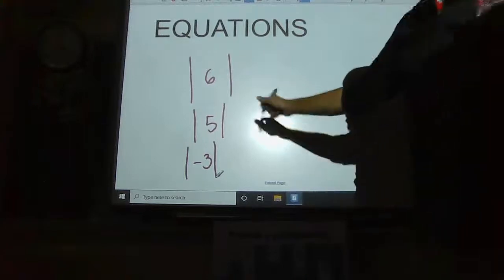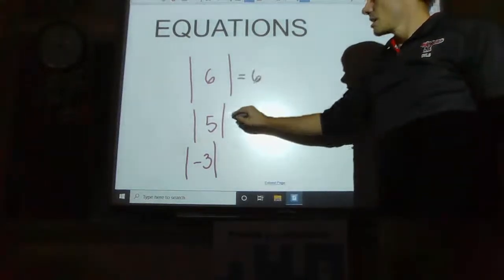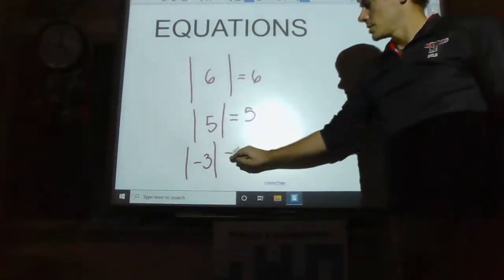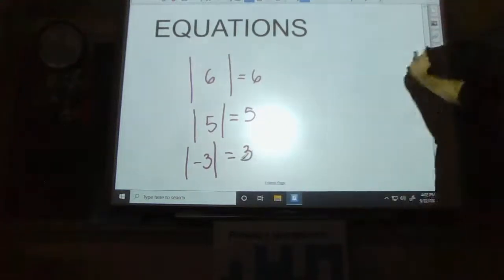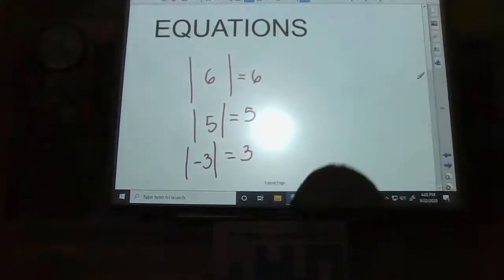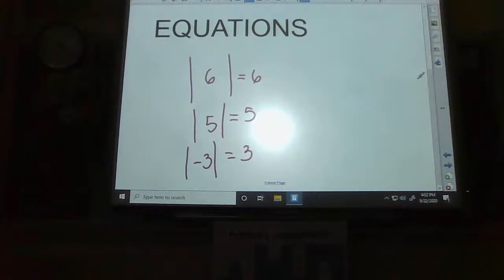And so if you just have something like this, it doesn't matter if they give you a positive, it doesn't matter if they give you a negative. Any number that they give you will always be equal to a positive number because that is a distance away from zero. 6 places to the right, 5 places to the right, 3 places to the left. If you even want to write those words to the left at the beginning and to the right while you're getting the hang of it, that's fine.